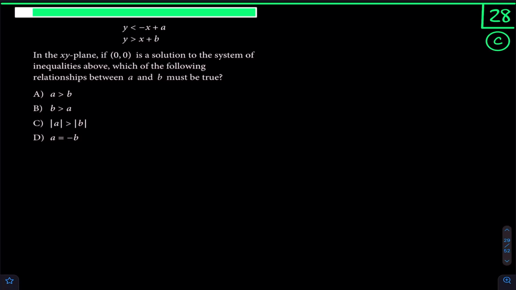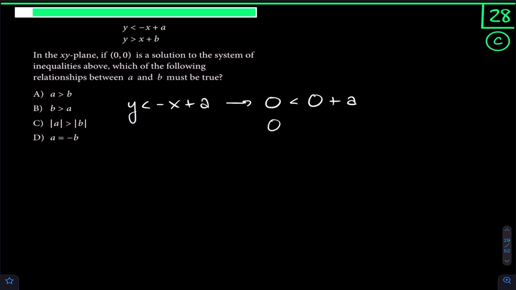So moving on to problem 28 here, we have that in the xy plane, if 0, 0 is a solution to the system of inequalities above, which of the following relationships between a and b must be true? So we're given the system of inequalities, and we're given that 0, 0 works for it. So if 0, 0 works here, let's plug it in and see what we get. If we plug 0, 0 into the first inequality, plug in the 0 for y, and plug in the 0 for x. Well, negative 0, that doesn't make sense. So I'm just going to put a 0 there.